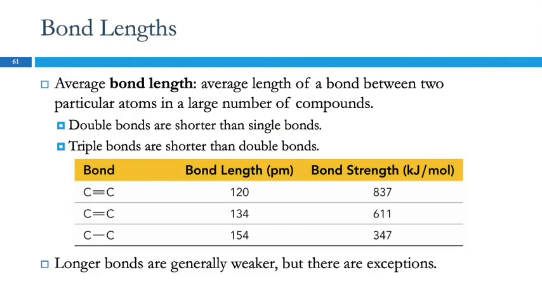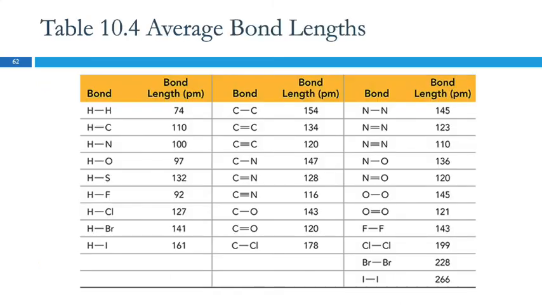Bond lengths. Again, we typically look at averages for these because the actual length of bonds can vary from compound to compound. But double bonds are going to be shorter than single bonds, and triple bonds are shorter than double bonds. So the triple bond is going to be the shortest and the strongest. The double bond is in the middle, and the single bond is the longest and the weakest. So those are average bond lengths.